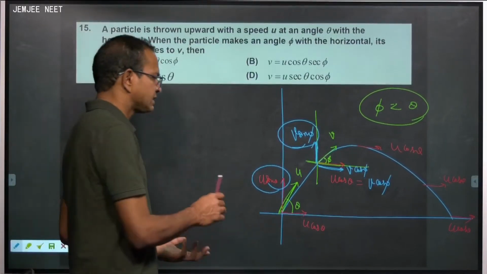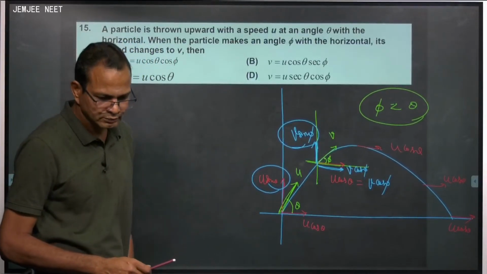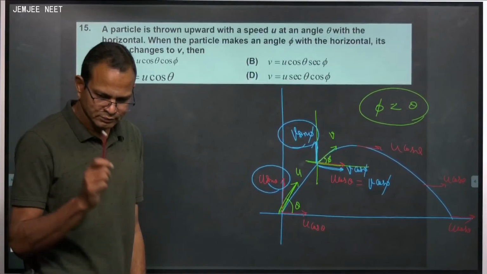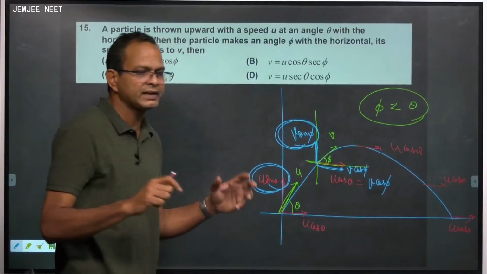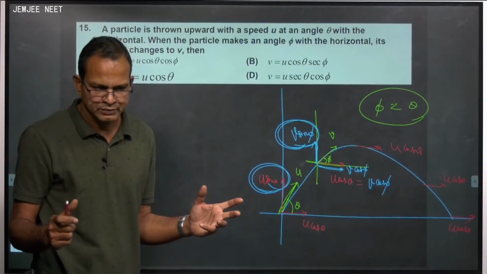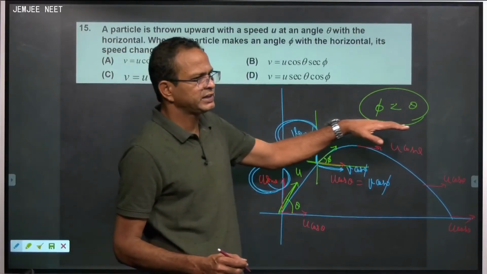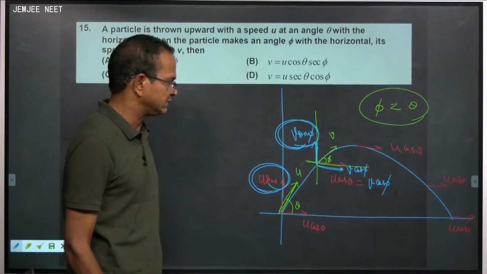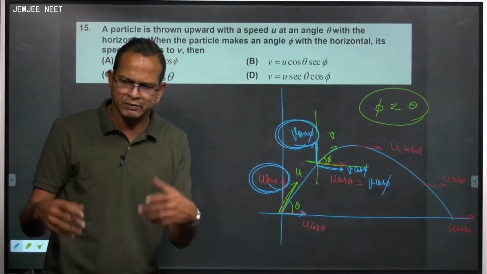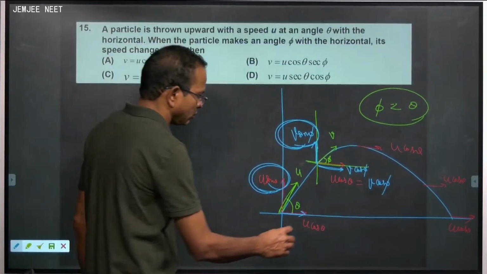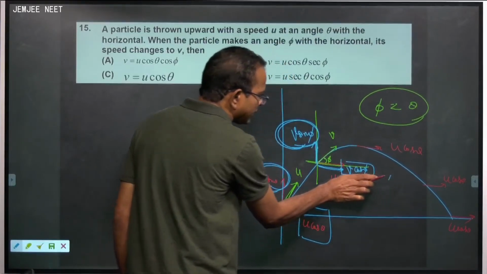Which is less? V sin phi is less, sir. That's right. Out of V sin phi and U sin theta, which is greater? U sin theta, because the vertical velocity keeps decreasing as time passes. But one thing is sure, the horizontal velocity, whatever you call it, must be the same. This must be equal to this. They must be equal.